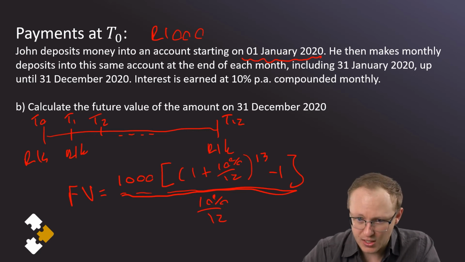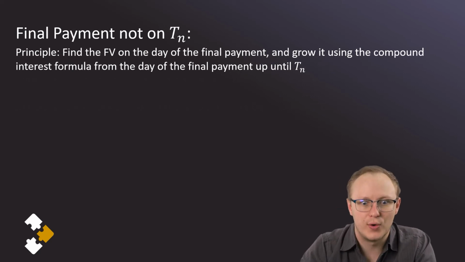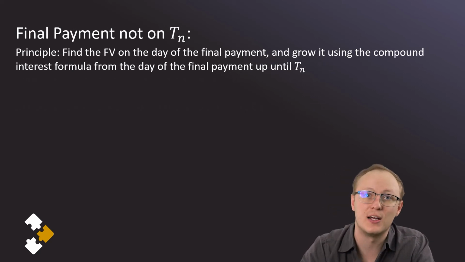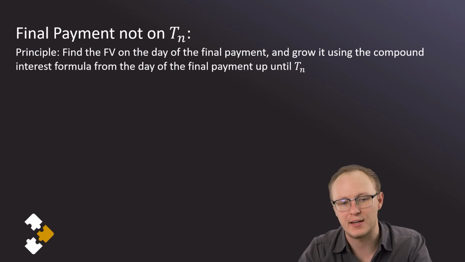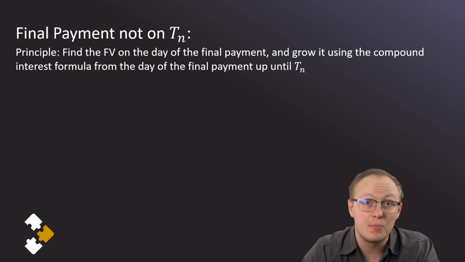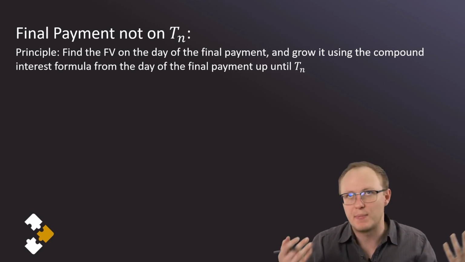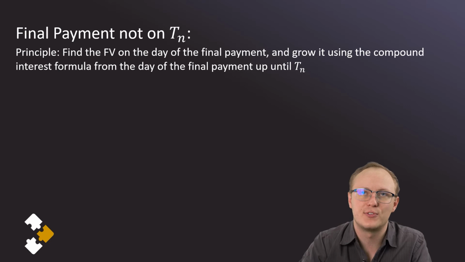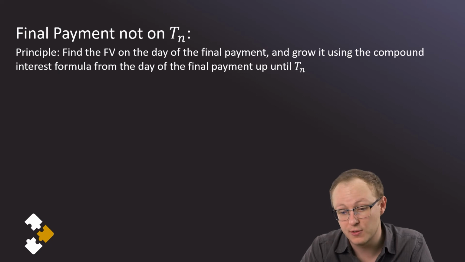Okay, so then what we're going to do is figure out what happens when the other assumption is violated, this idea that the final payment has to happen on Tn. Right, now this isn't a problem at all for the present value because the present value is working backwards. So if things happen after Tn, well, it's not your problem for present value. But for future value, it is a bit of a problem if your future value is after the final payment.